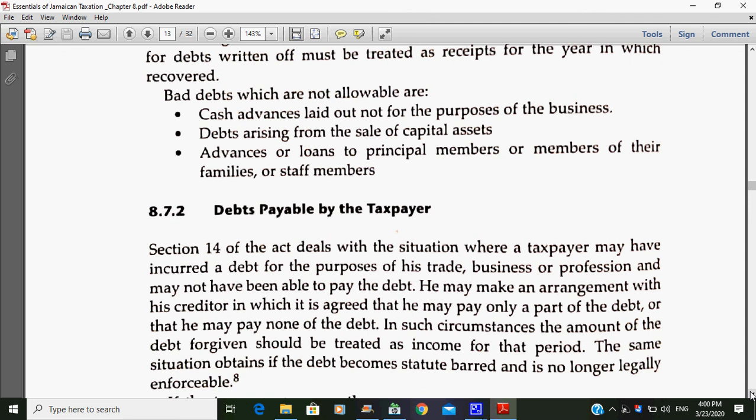Section 14 of the Act deals with a situation where a taxpayer may have incurred a debt for the purpose of his trade, business, or profession and may not have been able to pay the debt. He may make an arrangement with his creditor in which it is agreed that he may pay only a part of the debt or that he may pay none of the debt. In such circumstances, the amount of the debt forgiven should be treated as income for that period. The same situation applies if the debt becomes statute barred and is no longer legally enforceable.